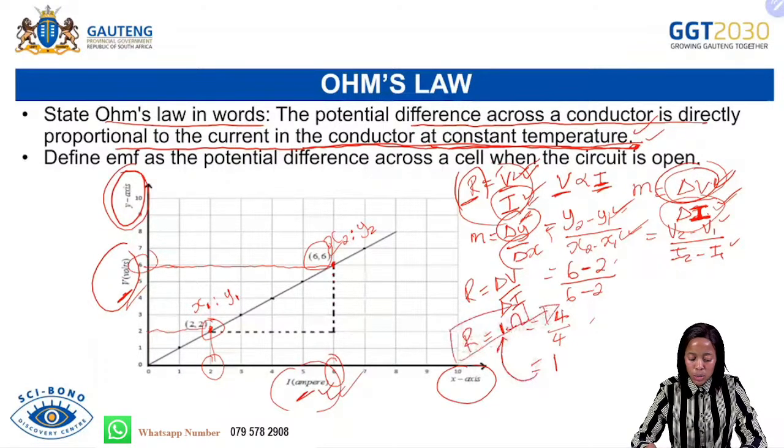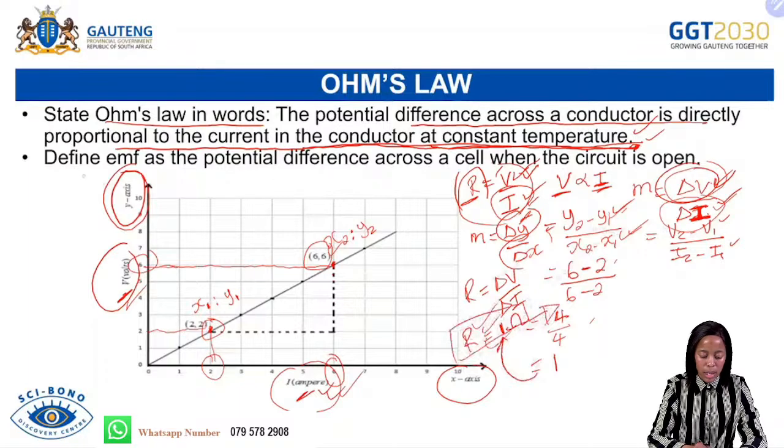So make sure that you know how to use the graph, and make sure that you know how to calculate the gradient using 2 points. And then the gradient will give us the resistance.